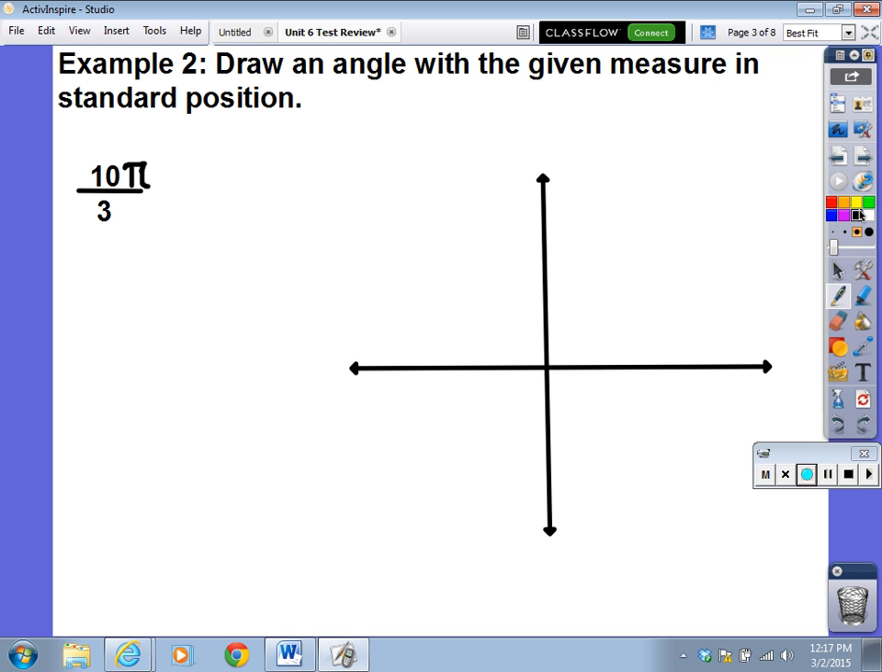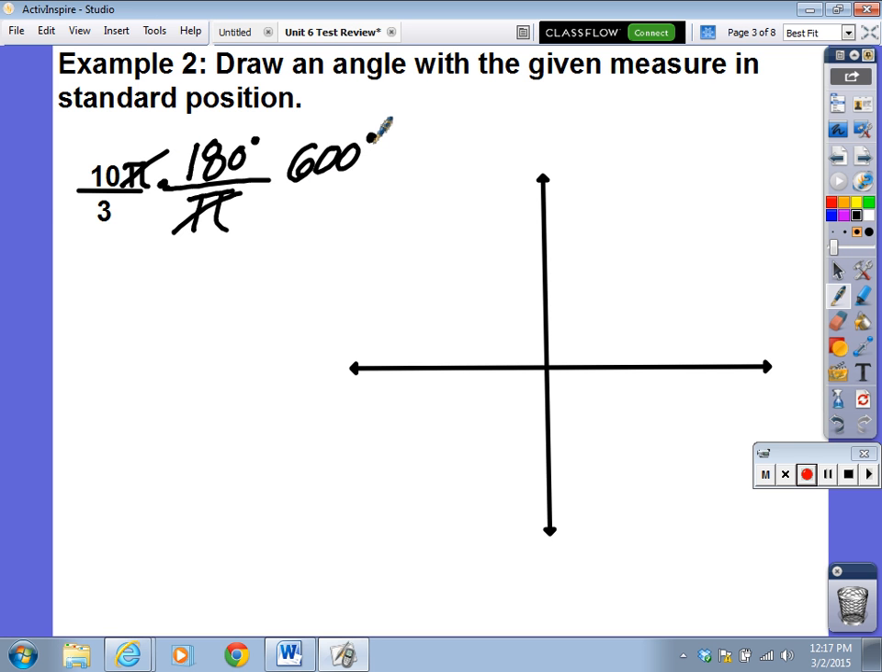So we're going to convert 10 pi thirds into degrees. Degrees came second, from radians to degrees, so we're going to have degrees on top: 180 degrees divided by pi. Now our pi's divide out, which is what we wanted. Then on your calculator, you'll do 10 times 180 divided by 3, and you get 600 degrees.